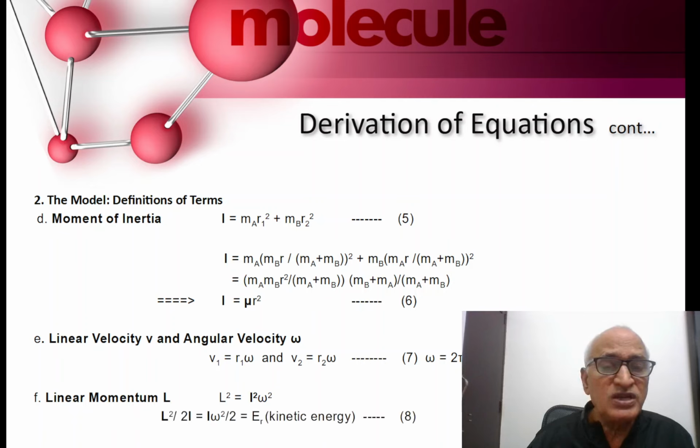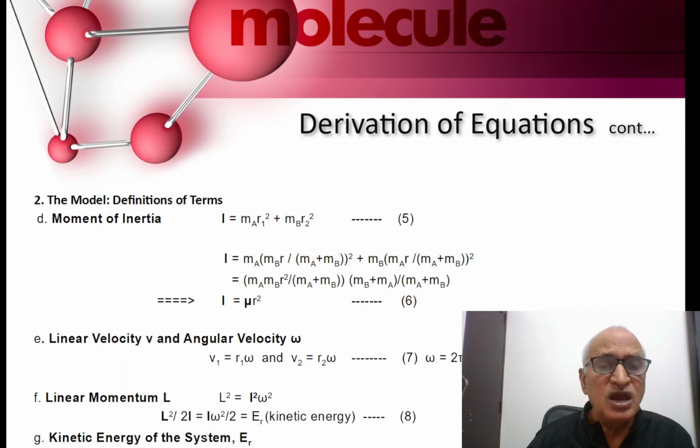If you divide this L square by 2I, then the right hand side of the expression will also be divided. And we get L square divided by 2I equal to I square omega square divided by 2I, which leaves behind I omega square over 2. This is the kinetic energy of rotation given the symbol ER. Kinetic energy of the system ER is given by I omega square by 2.